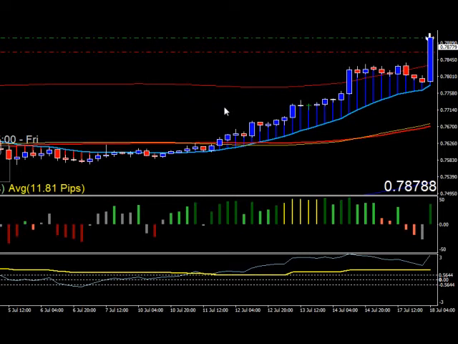I'll probably call it how to turn a losing trade into a winning trade. And in order to make this video, I put on a counter trend trade. This is the Aussie USD, and you can see red's on the bottom, blue's on the top.